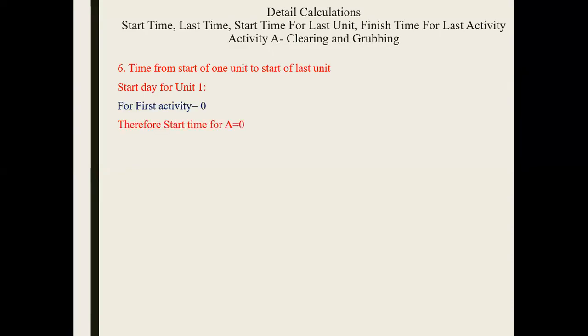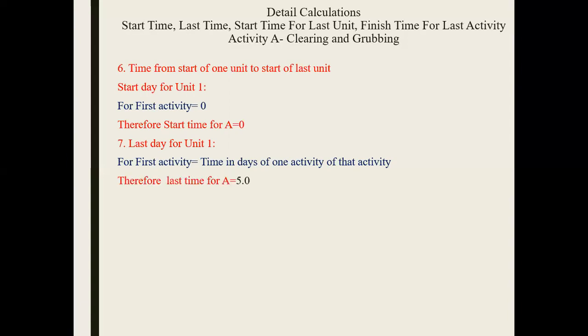You can see here. Now for the time of start of one unit to start of last unit, start day for unit 1 for the first activity is 0. Therefore start time for A is 0. Last time is the first activity time in days of one unit of that activity, and that is 5.